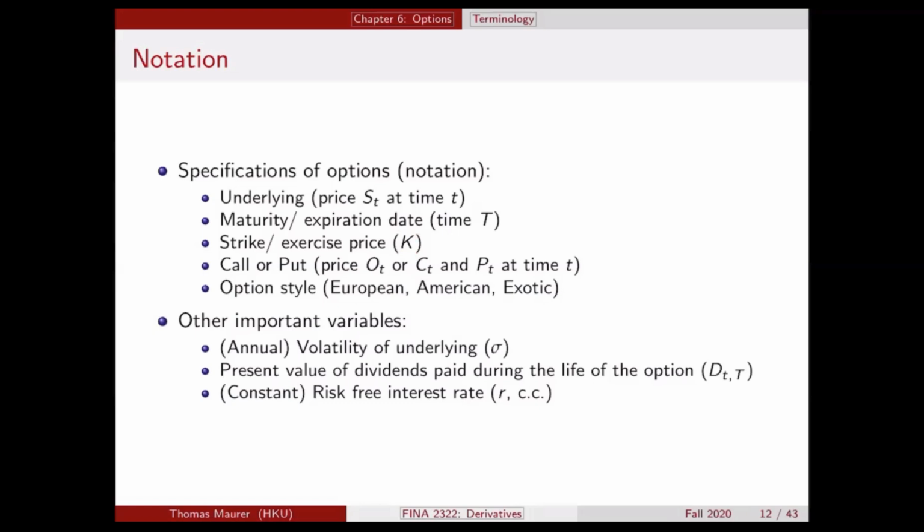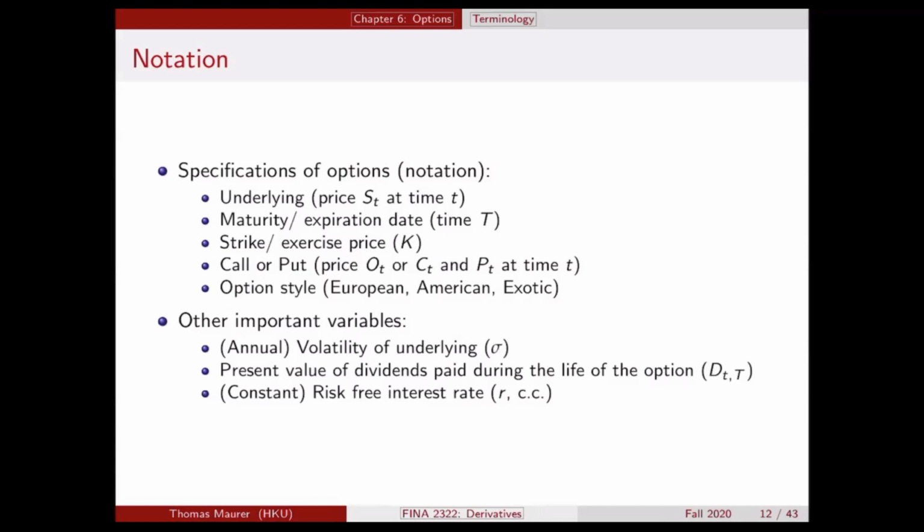The current price or the current value of an option, which the long position has to pay to the short position to enter the option contract, we denote either by O_t for option price, or by C_t for the call price, or P_t for the put price. And then of course we have to specify whether we look at European or American options, or potentially some other exotic options. Notice that exotic options are just going to be covered in the very last chapter of our course.